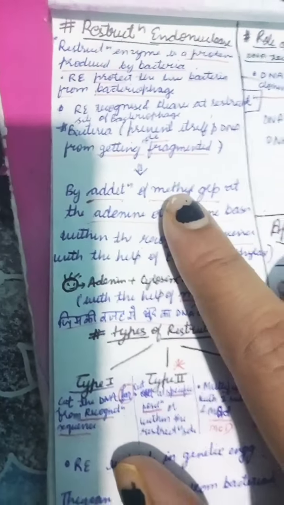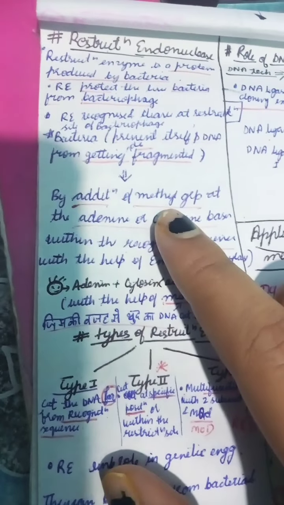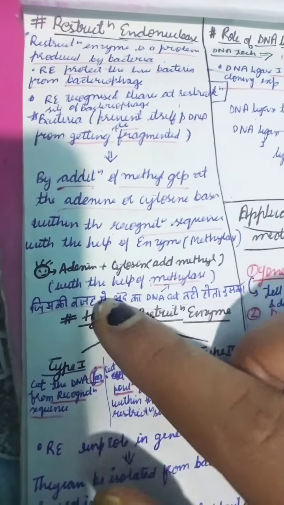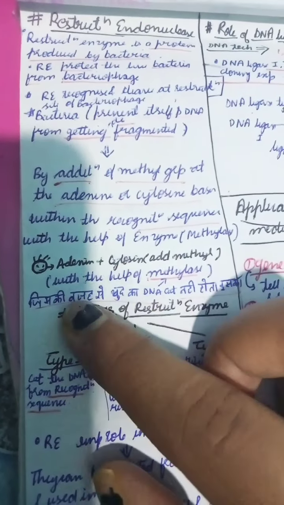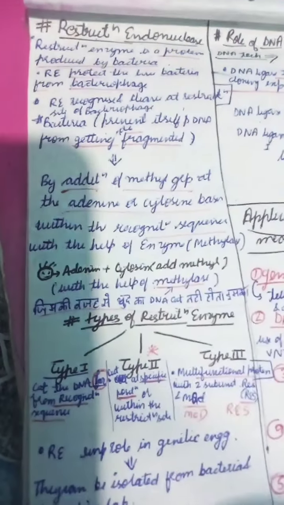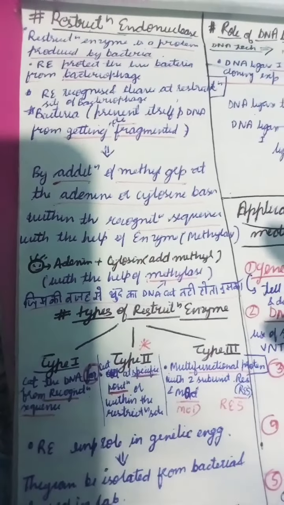that. But the bacteria itself stays safe from this restriction enzyme because they add a methyl group to adenine and cytosine, and therefore it helps them to prevent the cutting of their own DNA.